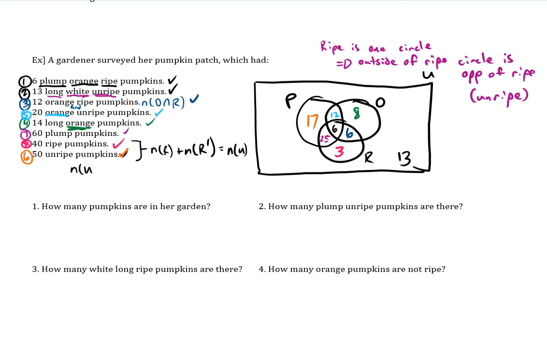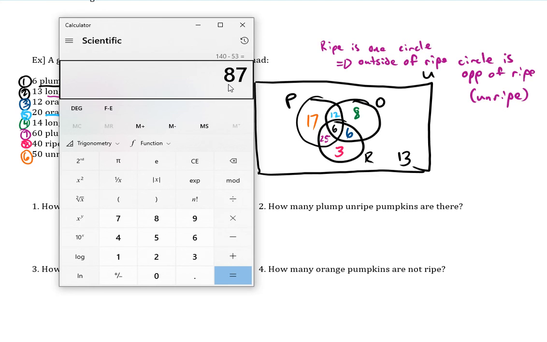We know this information gives us 90. And we can verify it, since I do have everything filled in now. Let's see: 17 plus 12 plus 8 plus 25 plus 6 plus 6 plus 3 plus 13 is 90. Okay, so it matches.